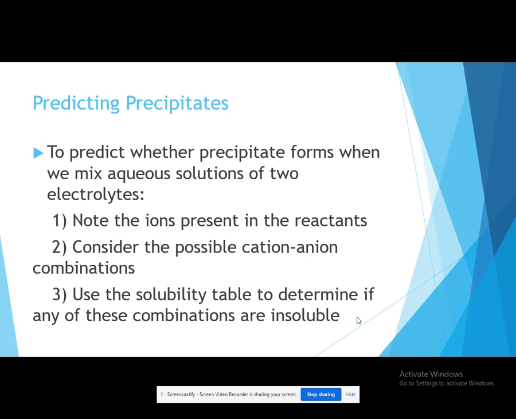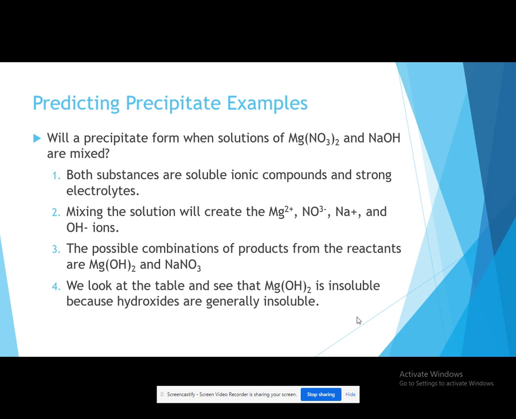Okay. The next thing we're going to learn today is how to predict whether a precipitate forms whenever we mix aqueous solutions together. The first thing we have to know is what ions are present in the reactions, and then we have to figure out how those cations and anions are going to combine to make a double replacement reaction. The third thing we're going to do is use a solubility table to determine if those combinations are insoluble. Okay.